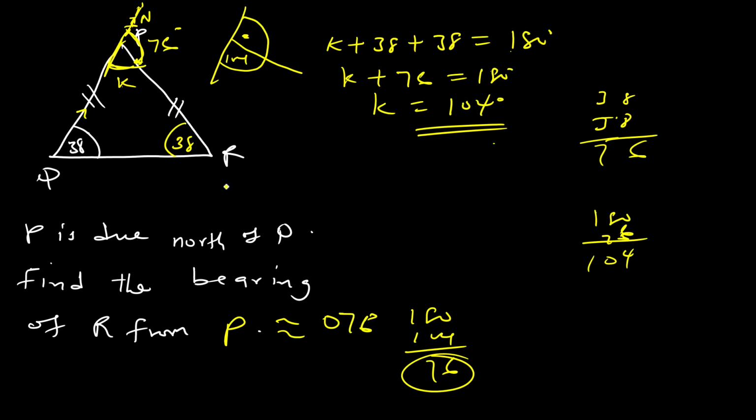Okay, so the other way around, we can say the exterior angle is equal to the sum of the opposite interior angles. So 38 plus 38 will give us the bearing of R from P. All right.